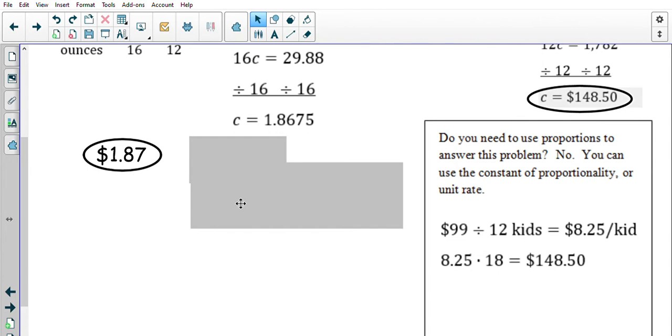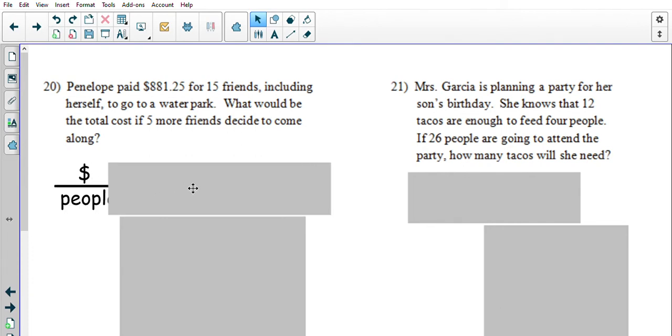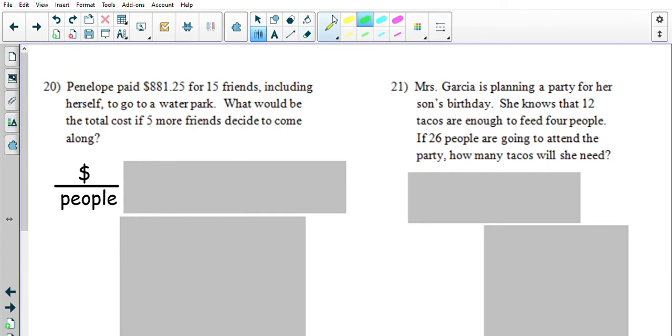All right, let's take a look at number 20, just rolling right through these questions. Penelope paid $881.25 for 15 friends, including herself, to go to a water park. What would be the total cost if 5 more friends decide to come along? So we're talking about cost compared to the number of people or friends.